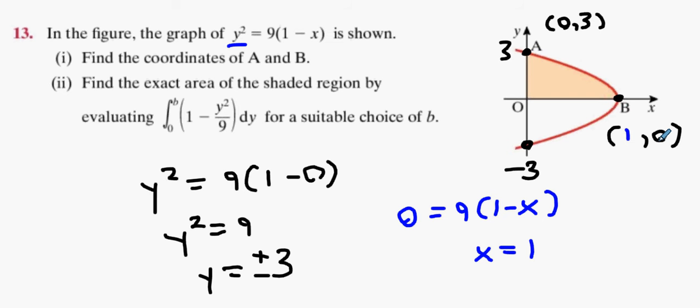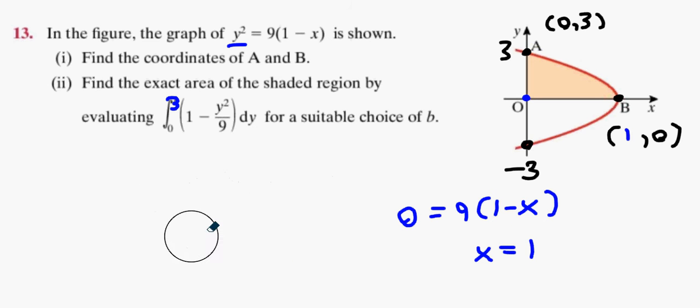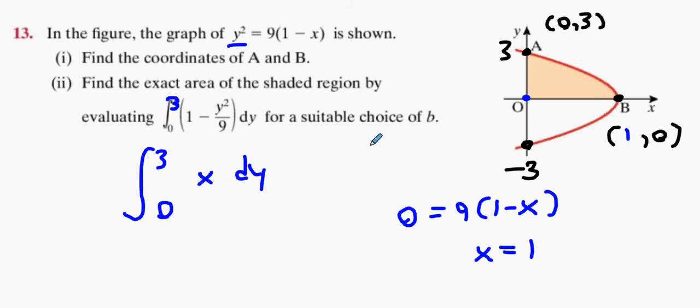Now, this graph is technically pinned against the y-axis, isn't it? Would everybody be happy that it's pinned against the y-axis? Right. So I'm going to isolate x on its own. When you pin it against the y-axis, you're using x dy instead of y dx. Let's get x on its own.